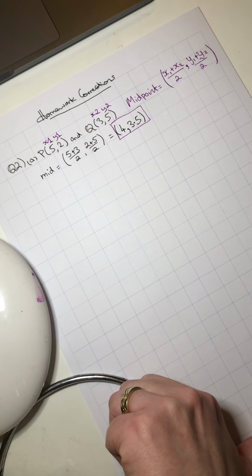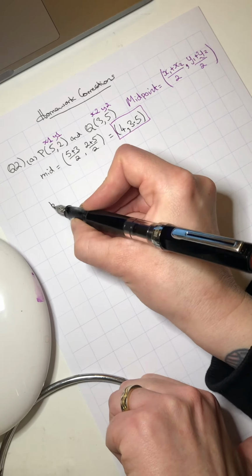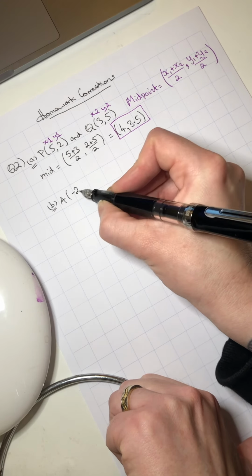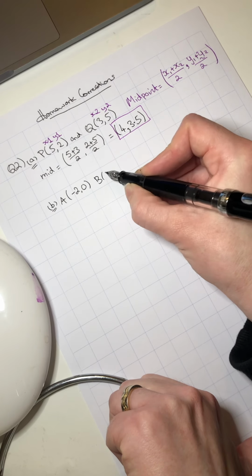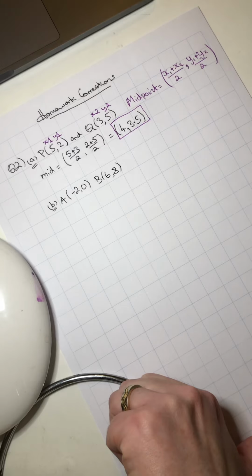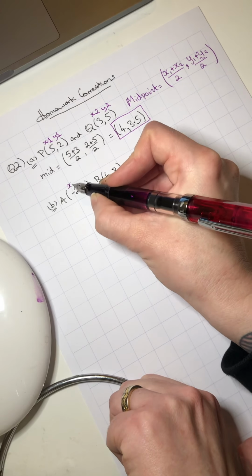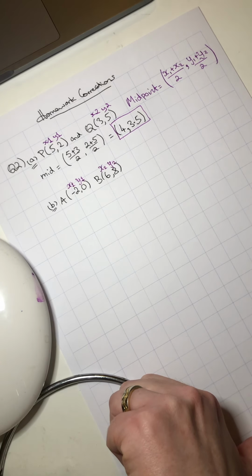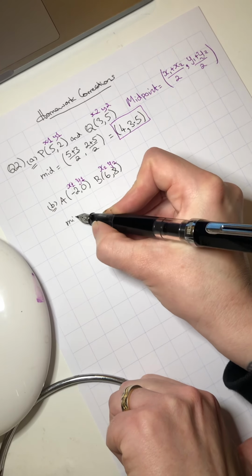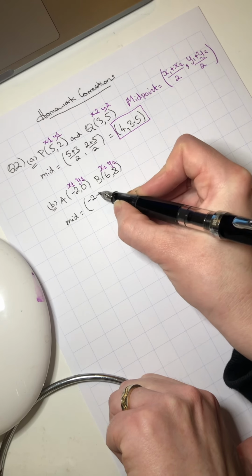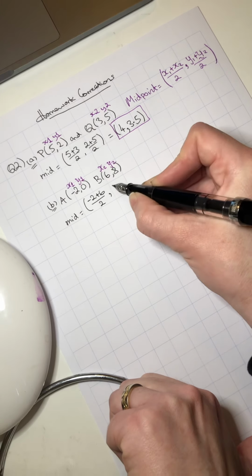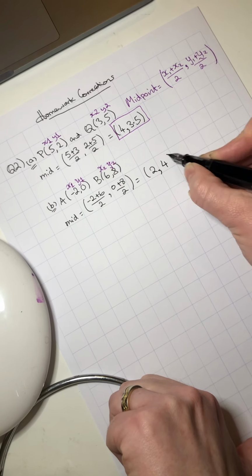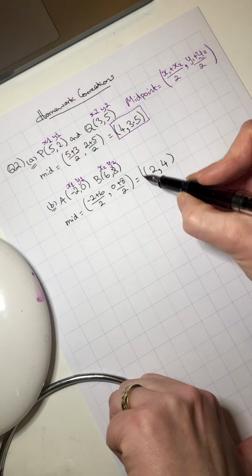Midpoint's one of my favourite formulas because it's just so quick and neat. And you never get messy fractions because you're only ever dividing by 2. For part B, we're finding the midpoint of A, which is minus 2, 0, and B, which is 6, 8. So again, I need to label them x1, y1, x2, y2. Fill into my midpoint formula. The midpoint is going to be negative 2 plus 6 over 2 and 0 plus 8 over 2. So that's 4 over 2, which is 2, and 8 over 2, which is 4. That's my midpoint.